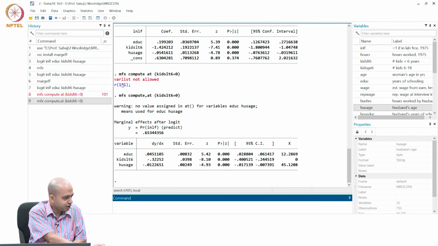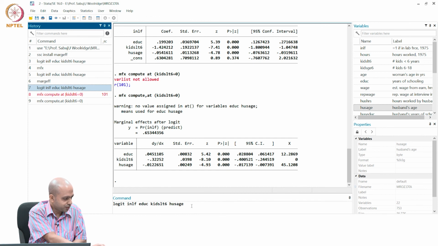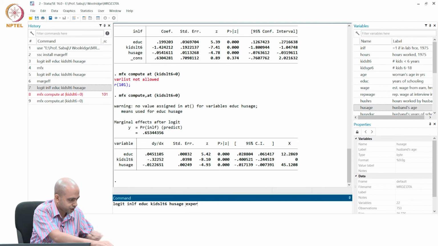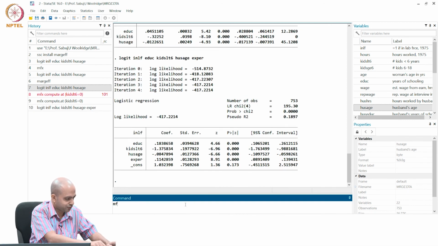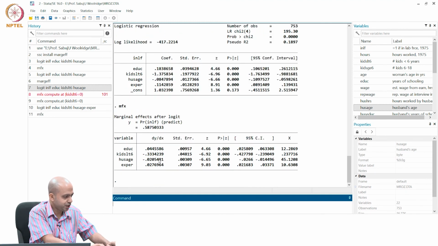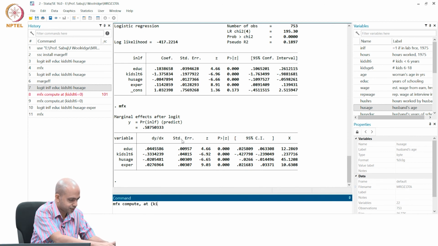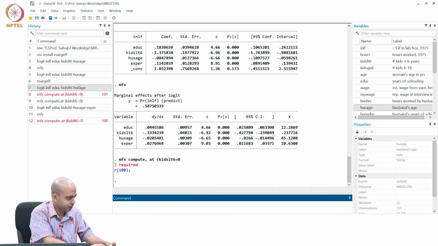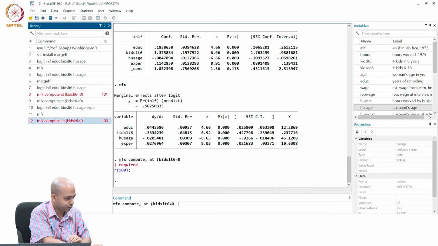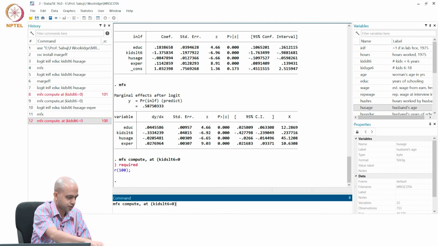Sorry, I forgot to mention the experience. Let me put experience also, Logit in labor force, and then I will put experience also. This is the model, and then you calculate mfx, then this is 0.33, and now if you put mfx compute, what is the command I put? At, in the bracket, kids LT 6 equals to 0. mfx compute, you have to end the bracket and then enter.